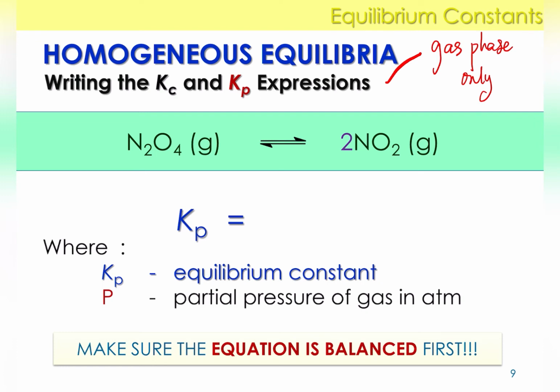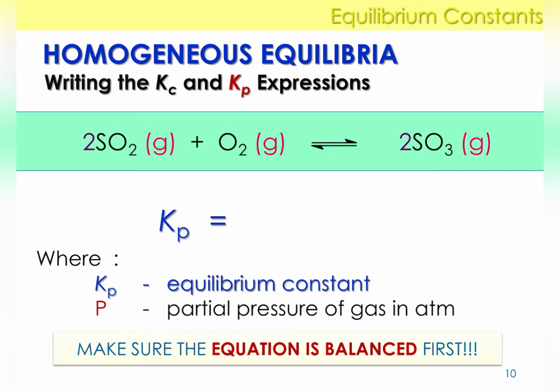So for this one, how you want to write the Kp? I got N2O4 in gas, reversible with 2NO2 in gas. So my product first, in bracket, capital P, and then lower subscript NO2, close the bracket, to the power of 2, over bracket, capital P for N2O4, close the bracket, to the power of 1. So this is how you want to write the Kp expression for this example. And make sure you don't use square brackets in this case, because square brackets are just for concentration only. So in this case, you use the ordinary brackets, the half circle ones.